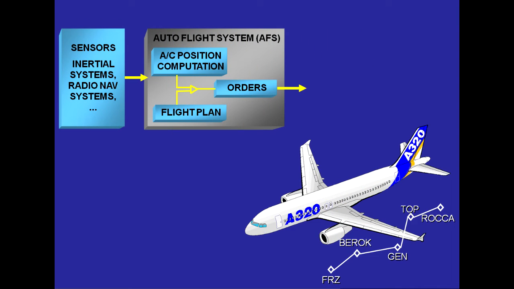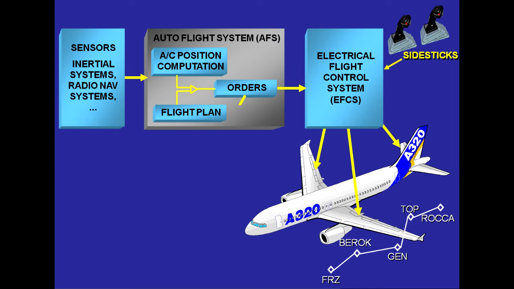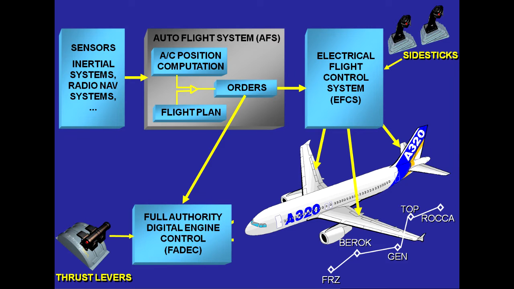The Auto Flight System, AFS, calculates the position of the aircraft using several aircraft sensors. In addition, the system has several flight plans in its memory. These are predetermined by the airline. A flight plan describes a complete flight from departure to arrival. It includes vertical information and all intermediate waypoints.